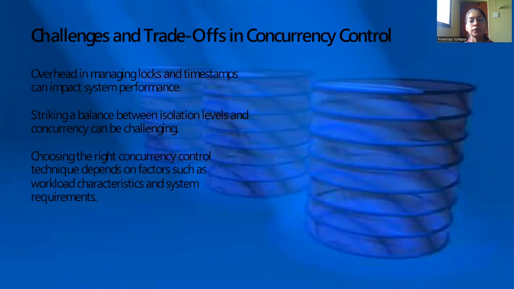Challenges and trade-offs in concurrency control. Overhead in managing locks and timestamps can impact system performance. Striking a balance between isolation levels and concurrency can be challenging. Choosing the right concurrency control technique depends on factors such as workload characteristics and system requirements.